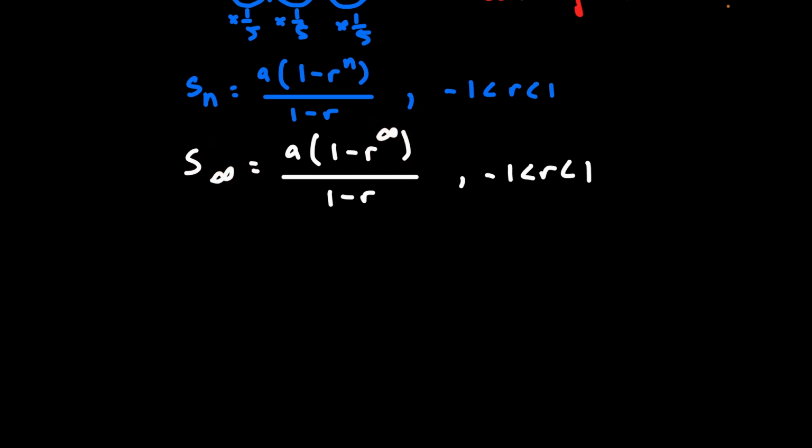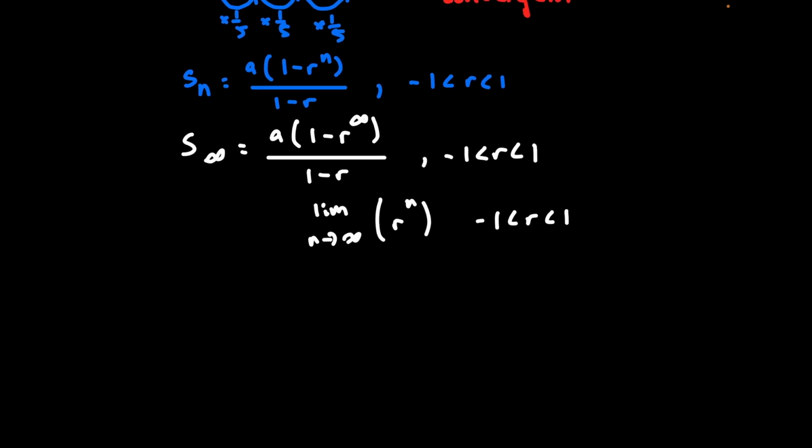And r to the power of infinity, because we have a decimal to the power of infinity, so let's say 0.5 to the power of infinity. If we take the limit as n approaches infinity of x to the power of n, or in this case r to the power of n, where r is between -1 and 1, the limit will simply approach 0. So r to the power of infinity is 0.